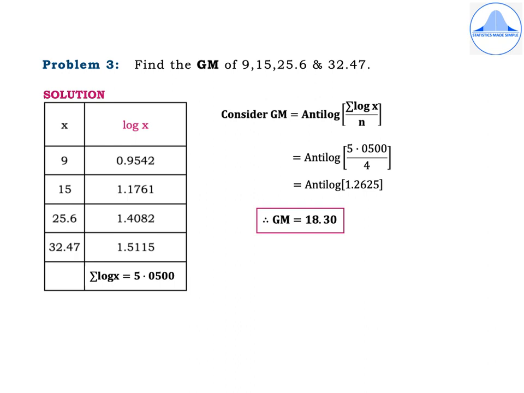Consider GM equal to antilog of summation log x by n, which is equal to antilog of 5.0500 divided by 4, which is equal to antilog of 1.2625. For the final answer, you can take 2 places after the decimal after rounding off. So we get the geometric mean as 18.30.